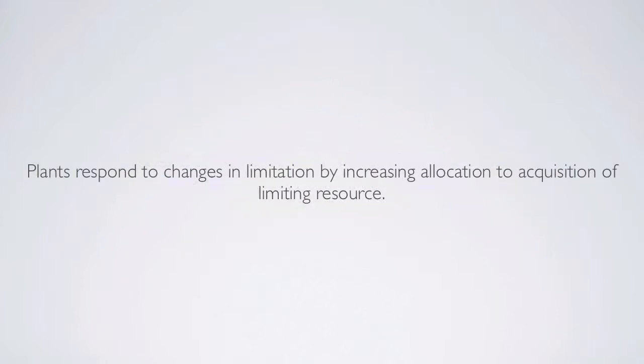Plants respond to changes in limitation by increasing allocation to acquisition of limiting resources. So essentially, the theory is that if there's a resource limitation below ground, so nitrogen is in relatively short supply or there's a lot of competition for that nitrogen, then a given plant with a distribution of biomass in leaves, stems, and roots might benefit from producing more roots because they already have an excess of carbohydrate and they need more nutrients to be more in balance.